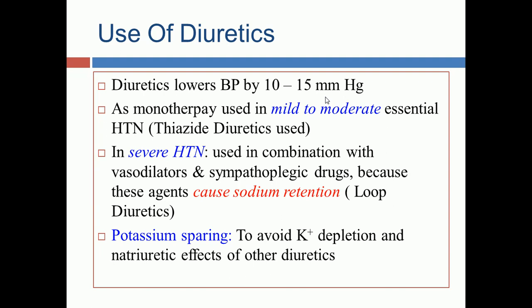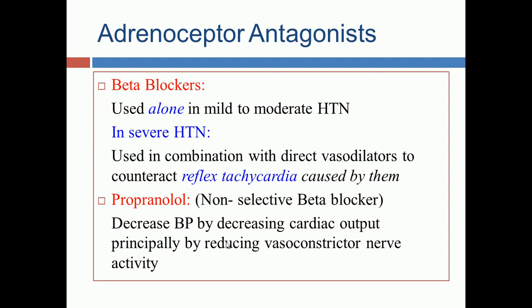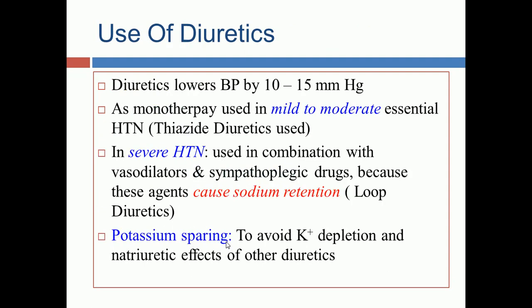In severe hypertension, they are used in combination with vasodilators or sympathoplegic drugs, because these agents cause sodium retention. We have seen the side effects, and these diuretics cause sodium excretion. Then we have potassium-sparing diuretics to avoid the potassium depletion and natriuretic effects of other diuretics. The next classes we will see in our next lecture. Thank you very much.